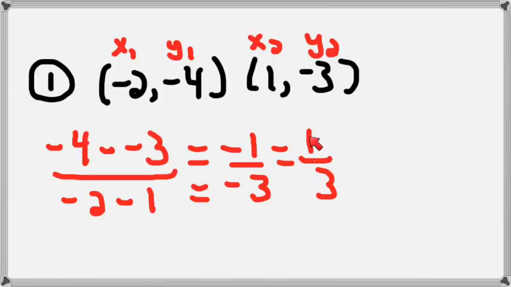Tonight I'm not showing you both subtraction problems, but you should know that if you got the answer of 1/3 by subtracting negative 3 minus negative 4, so you just switch this around, negative 3 minus negative 4 and 1 minus negative 2, if you got the answer of 1/3, you must have done it correctly.